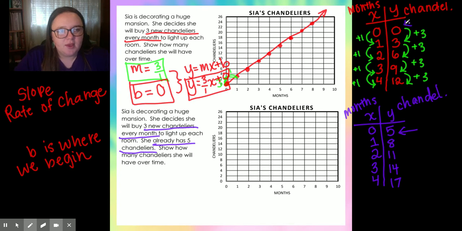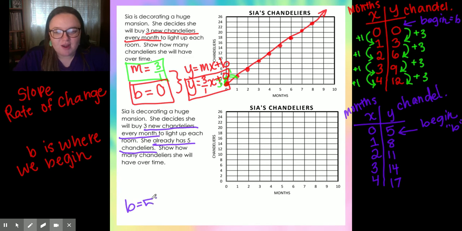Remember, this initial is our B or our beginning point. That's where we begin. So that is my B. So if this one is my beginning or my B, B is y-intercept. Our B is different here. We are beginning at five. We're not beginning at zero. We're beginning at five. Is my M or my slope still the same here? Is it still changing by three every month? It is, and you should see that in your table also, that it's changing by three. Right? It's changing by three every time, and in the X's, it was changing by one.